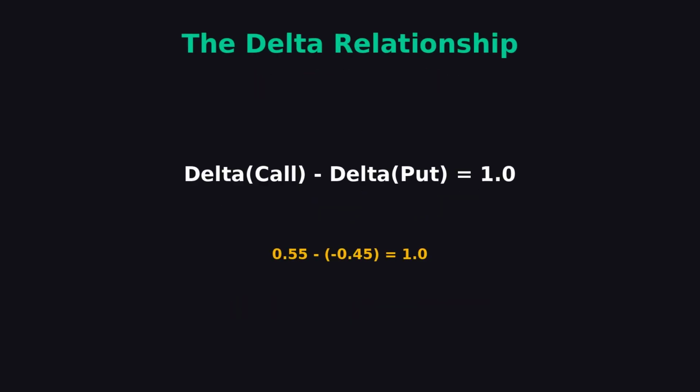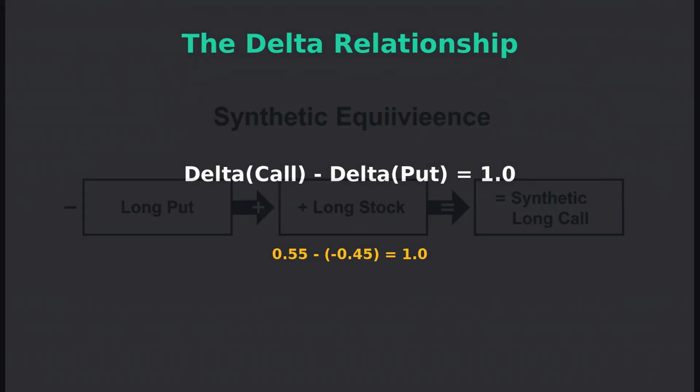A vital derivation of this parity is the rule of 1 regarding delta. The delta of a call minus the delta of a put will always equal 1. This explains why an at-the-money call is roughly 0.50 delta, while the corresponding put is minus 0.50. The net difference captures the full exposure of the underlying stock.